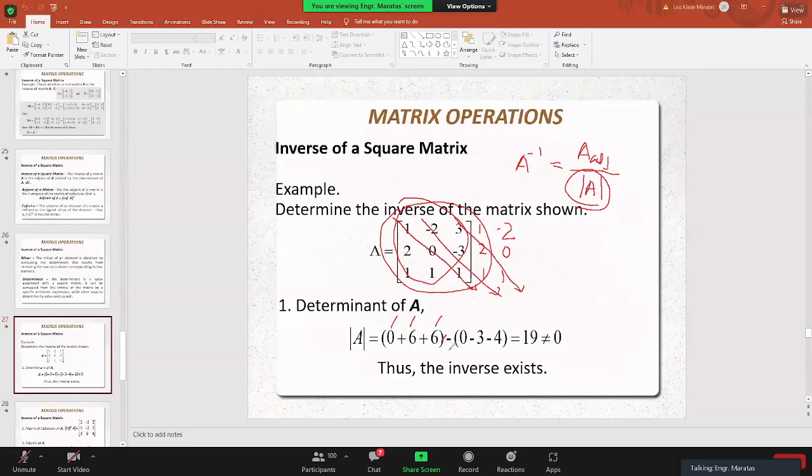Then you subtract the sum of the products of the upward diagonals. This one, 1 times 3, that's 3, 0 times 3, 0. This one is negative 3, and this one is negative 4. Okay? The result is 19. Now, if the determinant is equal to 0, remember, you would be dividing by 0, so that means its inverse does not exist. But since this is not equal to 0, that means its inverse exists.